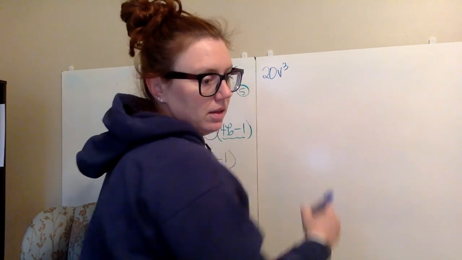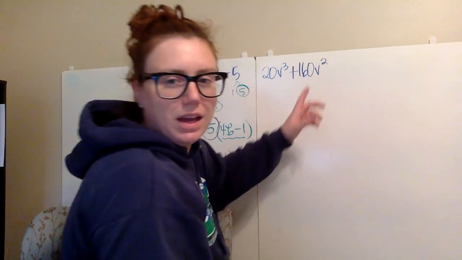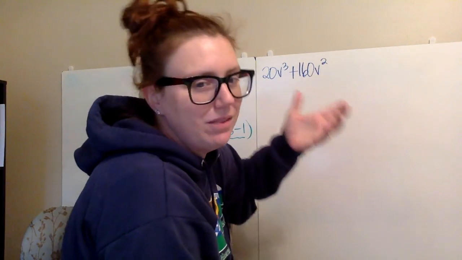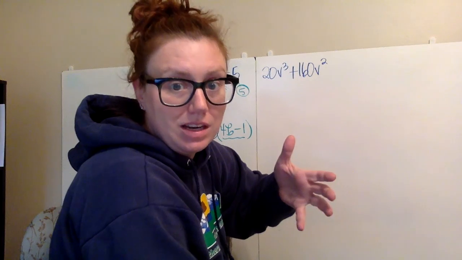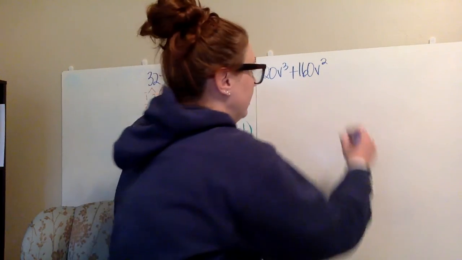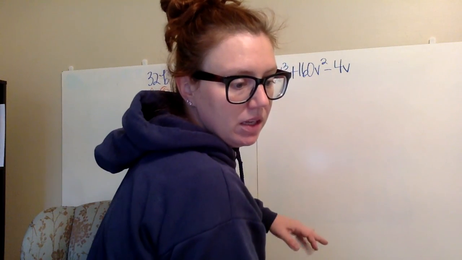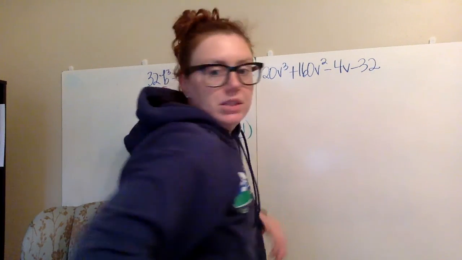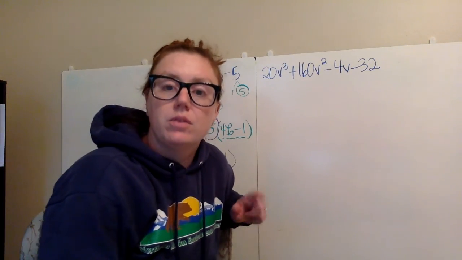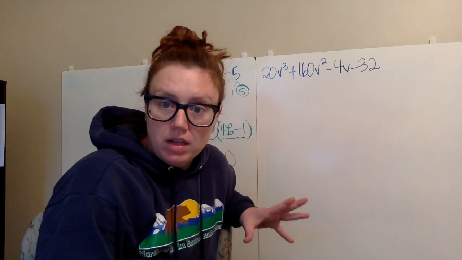So 20v to the third plus 160v squared minus 4v minus 32. And this is why I think that there's a greatest common factor, because I have 160. That's a pretty big number. It's got a lot of factors, so the chances of having something that matches is going to be pretty high. All right, so again, greatest common factors for the whole problem, go with the smallest number first.